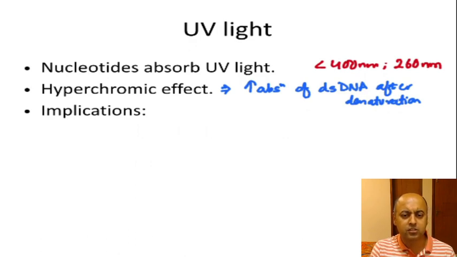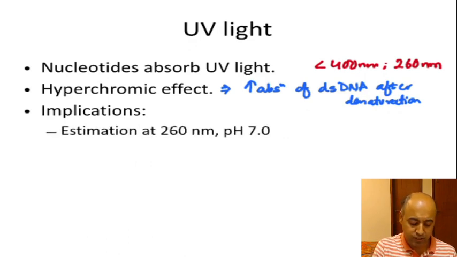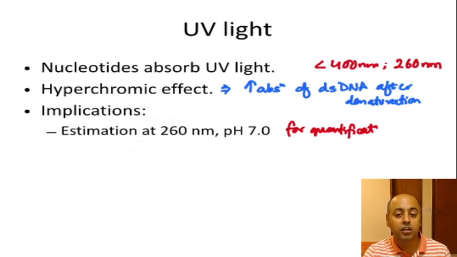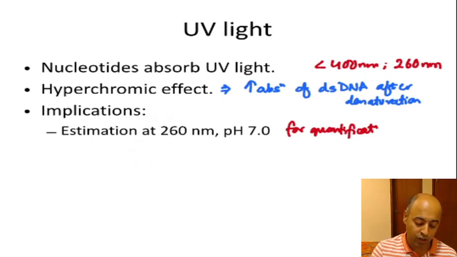What are the implications? See, one, I already told you we are measuring the absorption at 260 nanometers. So this can be used for quantification. A standard amount of UV light will be absorbed by a unit weight of the nucleotide, whether it is DNA or RNA, which can be used for the quantification.